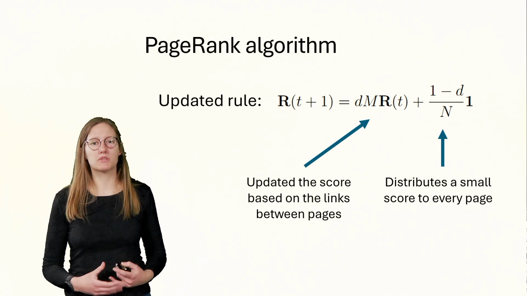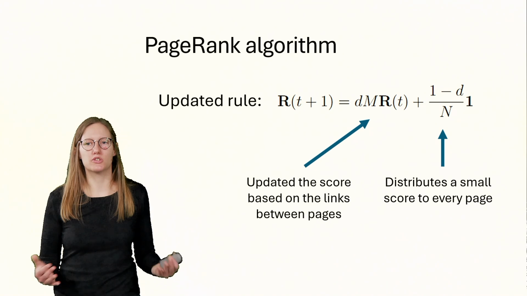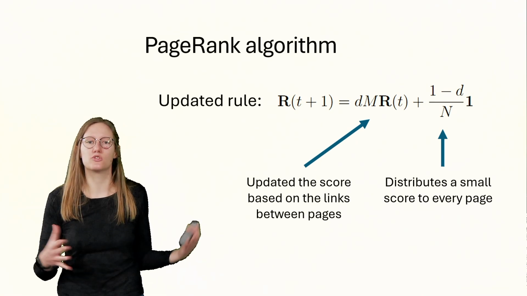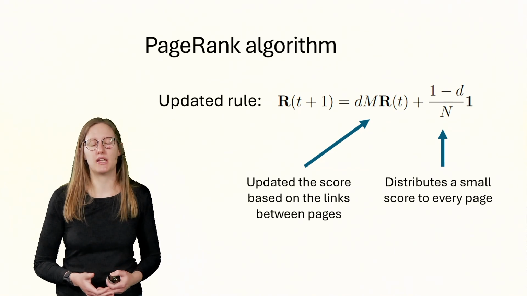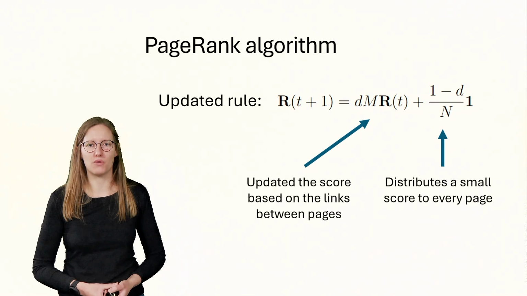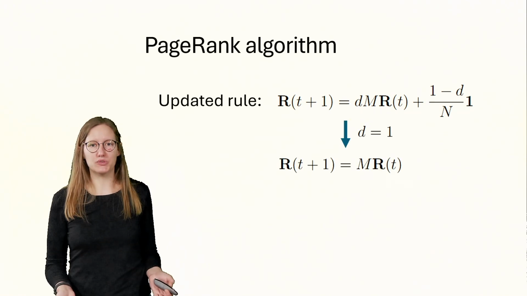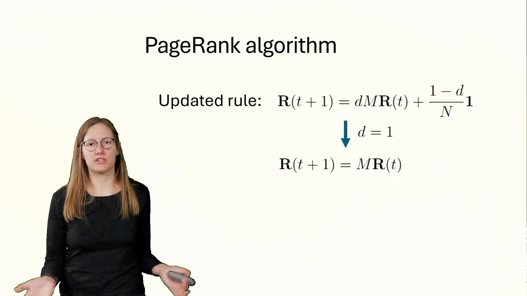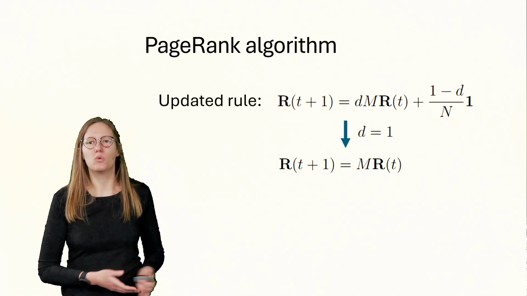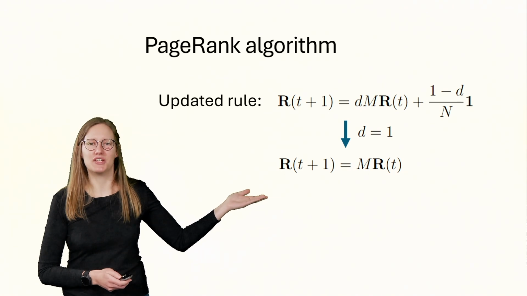This term becomes important when we have situations where we have pages in our networks that have no incoming links, that is, no other pages linked to that page. And this term ensures that no page will have a 0 score. For our small network, it turns out we have no pages that have no incoming links, so we can choose to set the parameter d to 1, which gives us this simplified update rule.